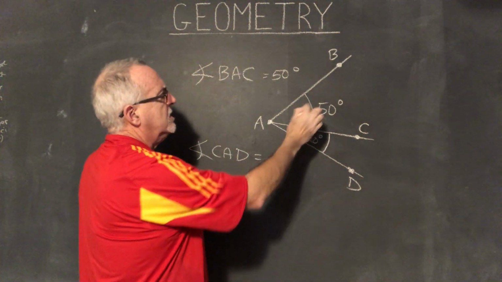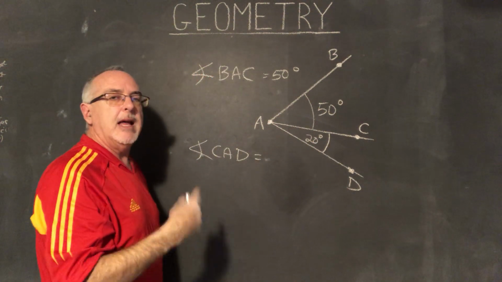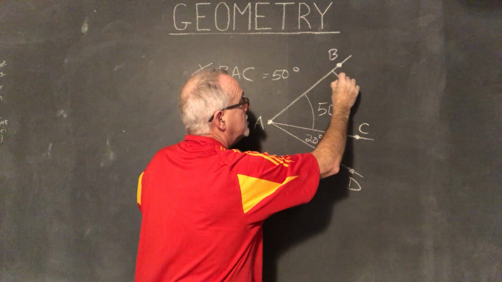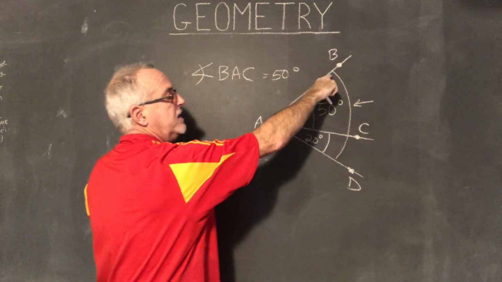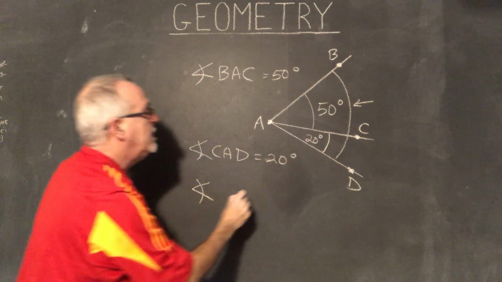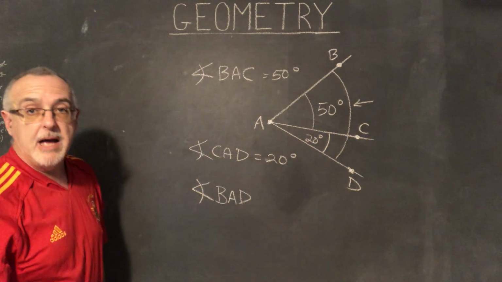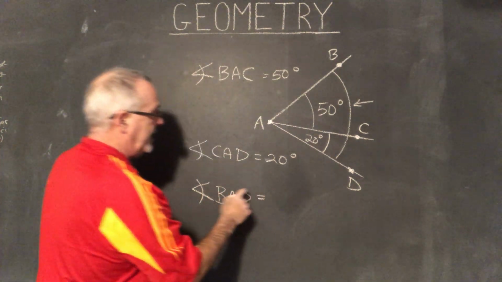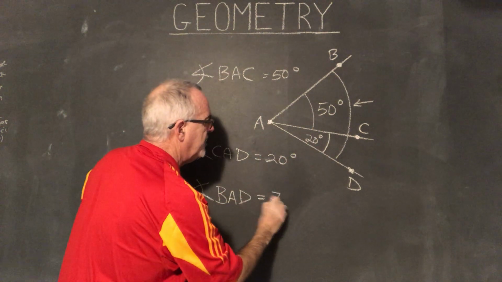But what I did was I took my 50-degree angle, and by adding one line, I was able to add to the drawing a second 20-degree angle. But I also created this bigger angle, and I would have to call that angle BAD, and I don't think it's a bad angle, it just happens to have the name BAD, and that angle BAD would have to be 50 plus 20, it would have to be 70 degrees, wouldn't it?